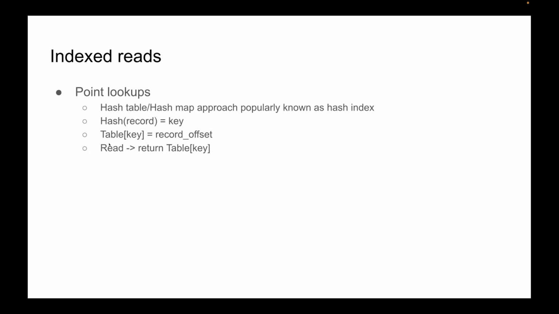And imagine the entire main memory is organized as a table, and the key is nothing but a row index in that table. So you would say the table at that key, that row, is equal to the record offset, which is the offset of the record on the disk. Okay. Whenever I'm reading, all I have to do is read the key, and then I will get the record offset, and from that offset, I read the record.